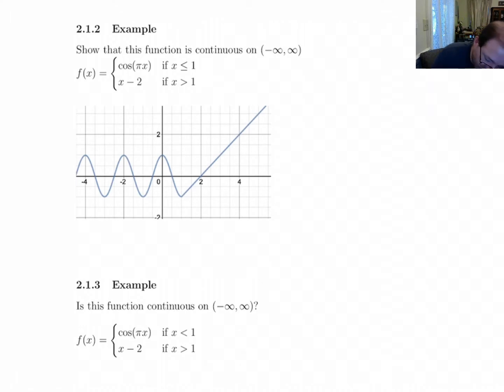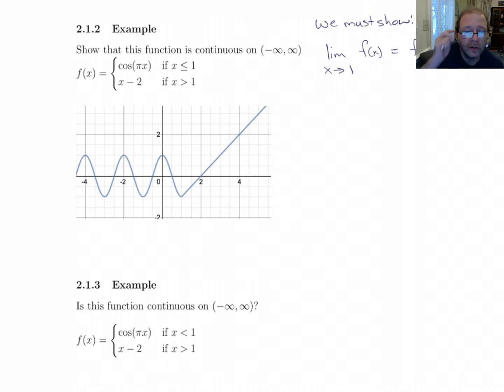So what we need to do is show that the limit as x goes to 1 of f of x is equal to f of 1. Now we've got the graph here that kind of shows it to us. From the graph we can look at it and see, yeah, it's continuous, because I can trace along here, and I don't have to pick up my pencil when I transition from the cosine part to the line part. But let's do it formally on the side.